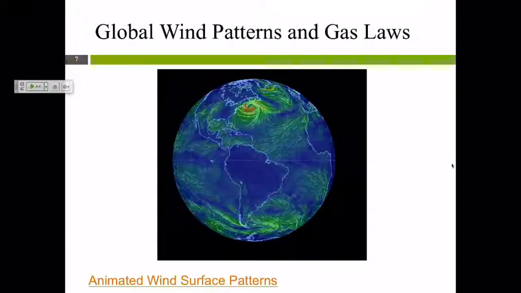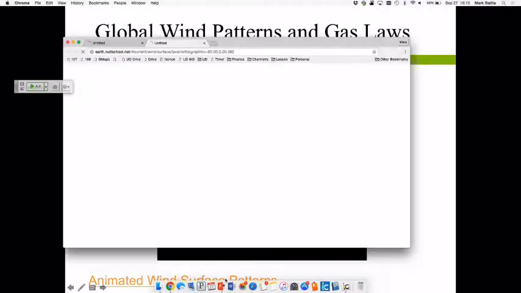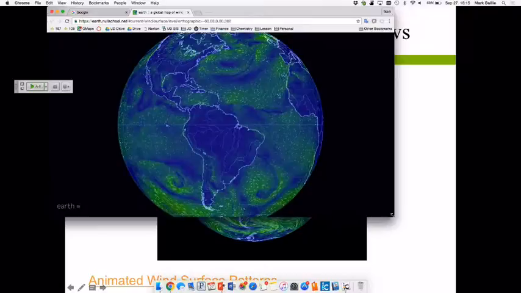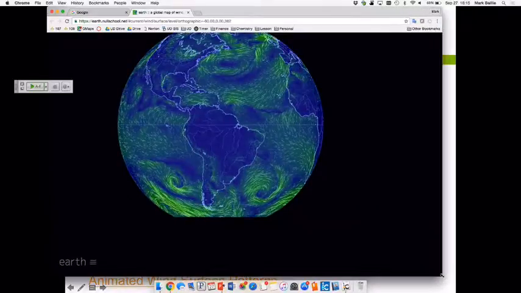So one of the things we're going to get into is our weather patterns, and these weather patterns are something that you guys should be able to explain when we get to that point in class on Thursday. But how cool is this?